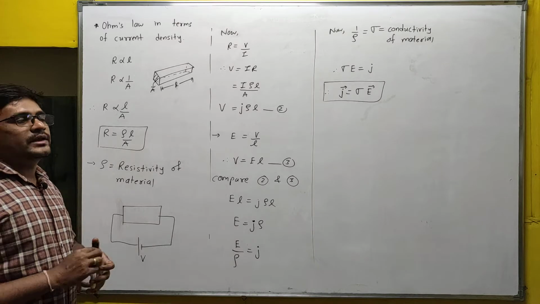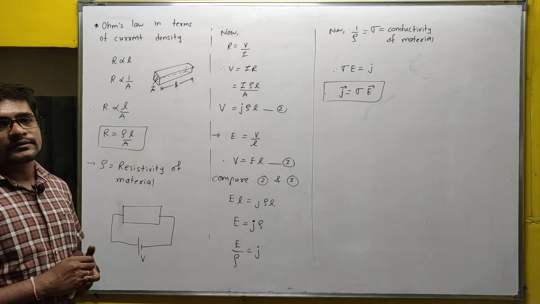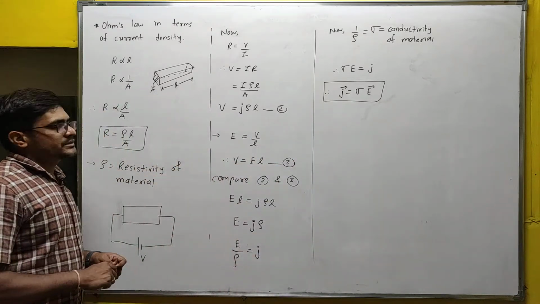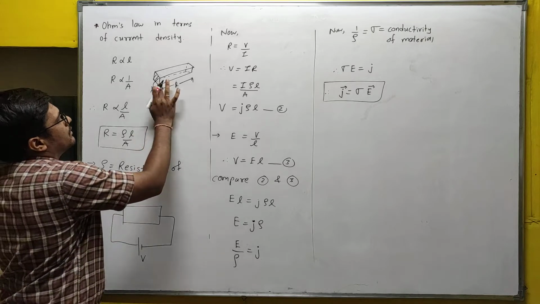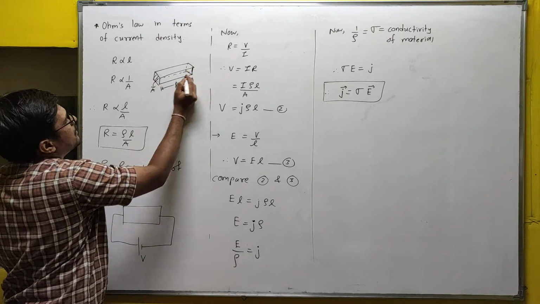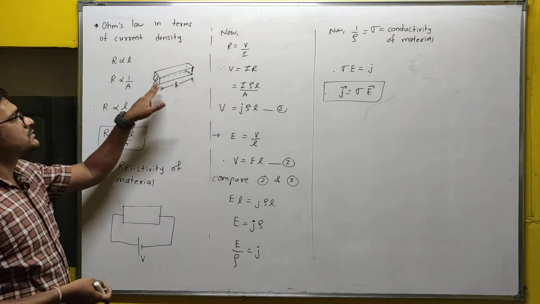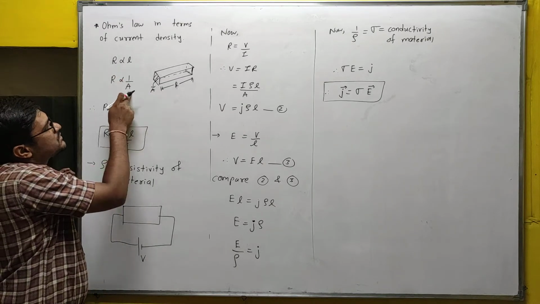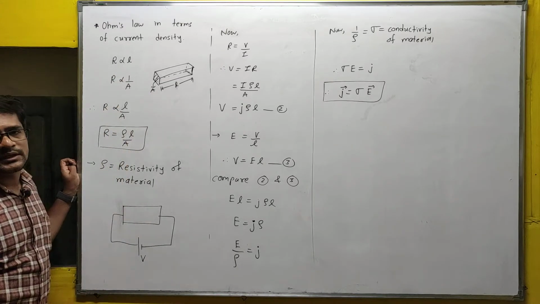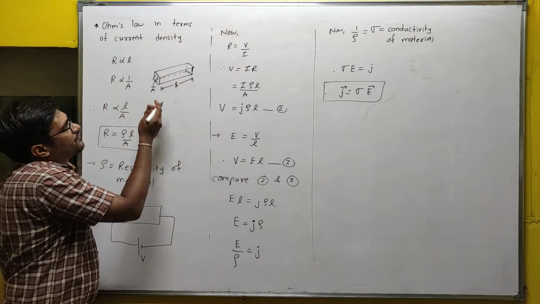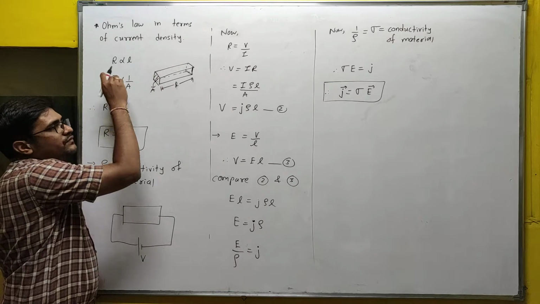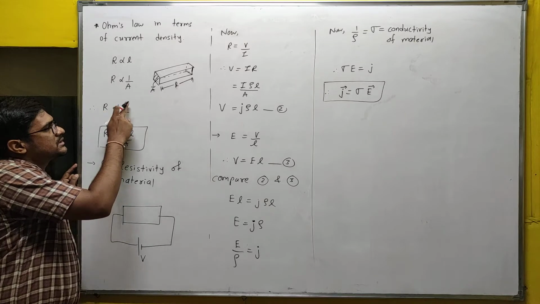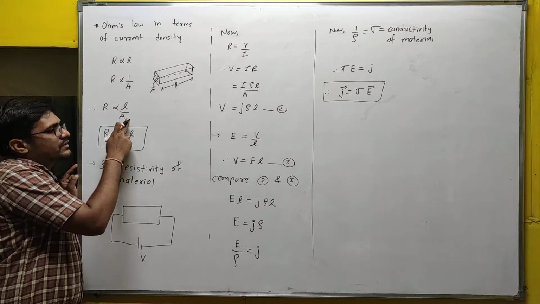Now we'll derive Ohm's law in terms of current density, or you can say this is the relation between current density and electric field. It is derived that the resistance of the material is directly proportional to its length. If you increase the length, resistance will increase, and the resistance is inversely proportional to the cross section area of the conductor. So if you decrease the cross section area, resistance will increase. If you increase the cross section area, resistance will decrease. Combining, resistance is directly proportional to the length of the conductor and inversely proportional to the cross section area.